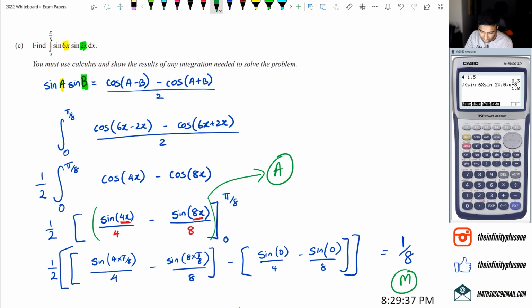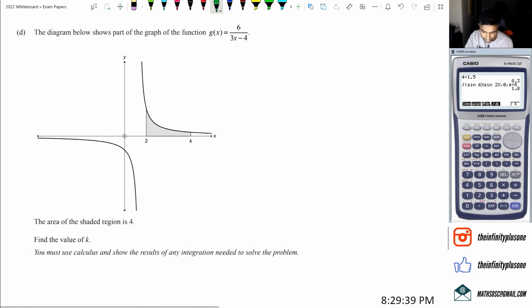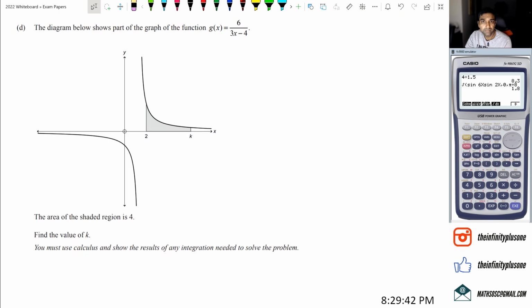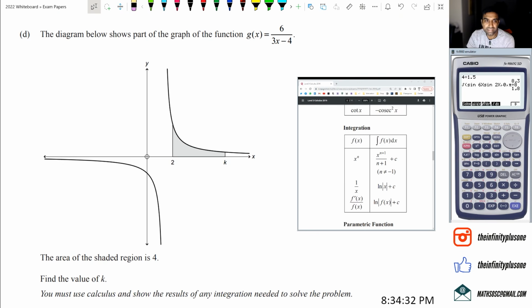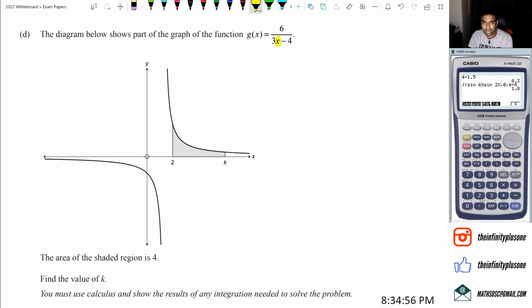All right, let's go to the next question here. Here we go, question D. All right, guys, so in this question, what we have got is 1 over x. The reason I say 1 over x is because there's x to the power of 1 in the denominator. So with that in mind, we can straight away see that we are going to be using this thing right here, because the integral of 1 over x is ln x plus c.